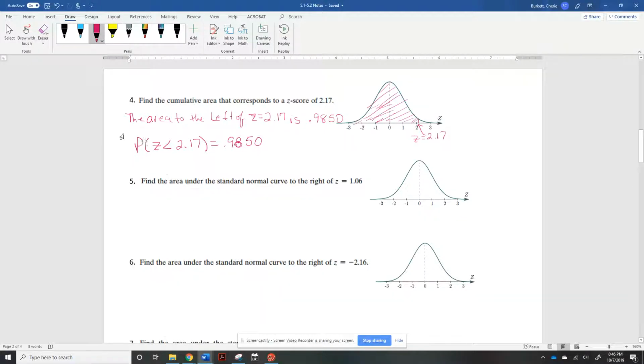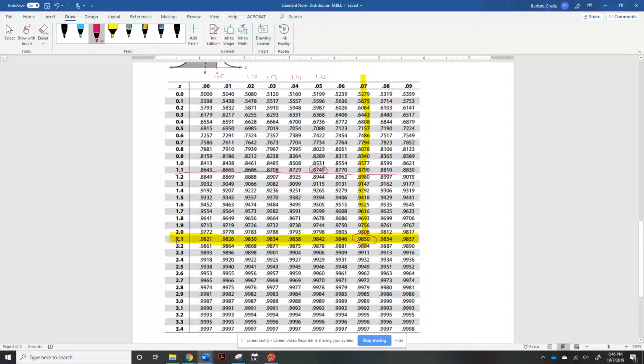Okay, so hopefully you got the same thing I did. The area to the left of the z-score 2.17. There's 2.17. Here's the area to the left. I looked it up on the z-table. Here's 2.17. There it is, 0.9850.